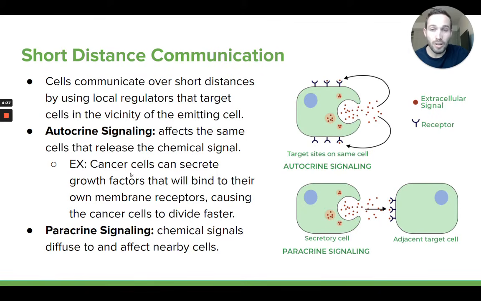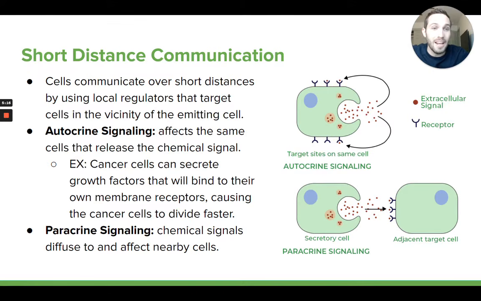In autocrine signaling, we have a special situation where a cell is actually communicating with itself, basically. So it's releasing signaling molecules that can then bind to receptors on its own cell. That's called autocrine signaling. An example of that is in lots of different types of cancer cells, they can release signaling molecules called growth factors that can then bind to their own receptors, and those receptors trigger signal transduction pathways inside those cancer cells that cause those cells to start dividing faster and dividing more. So that's an example of autocrine signaling.